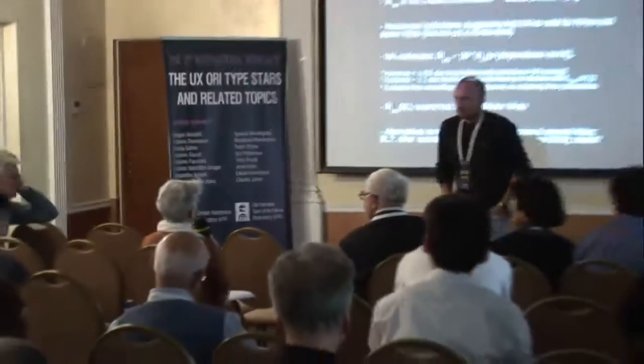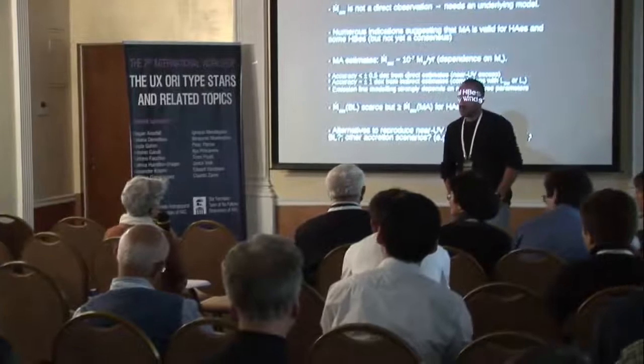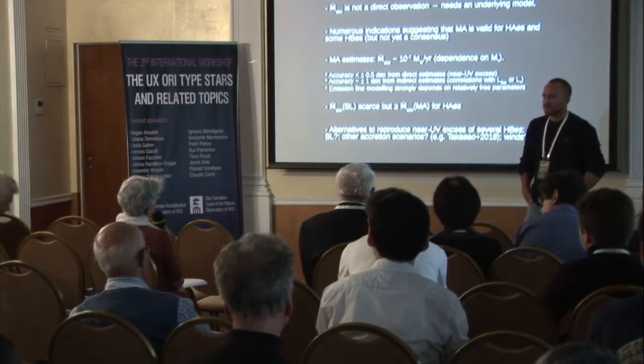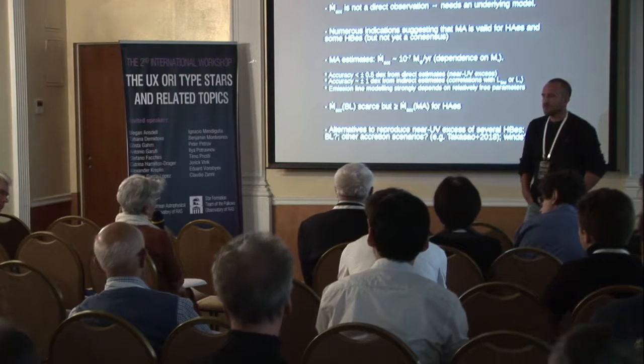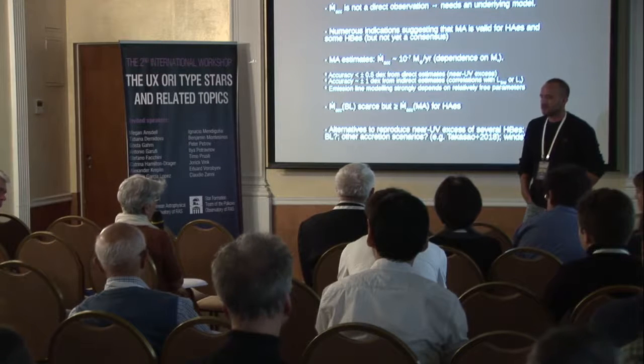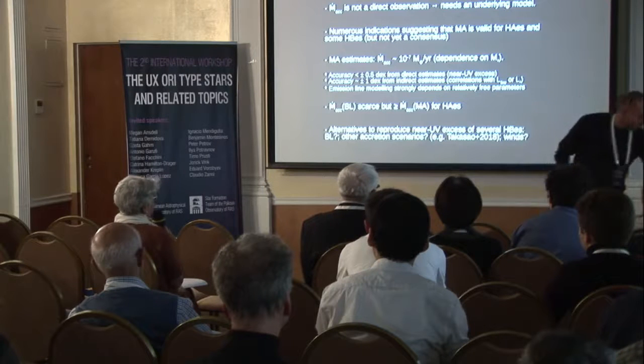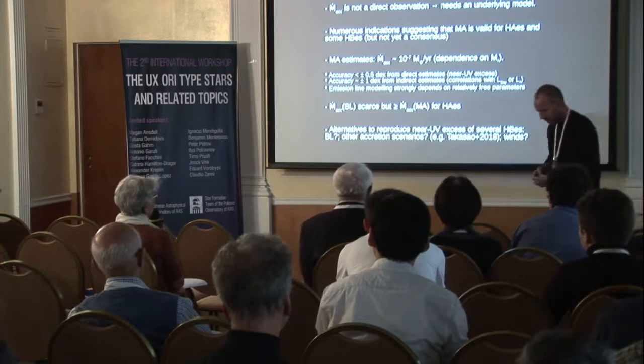Do you have a simple explanation of why, it seems to me from the example you showed, that the boundary layer predicts the excess is bluer? I mean, you have much more in the far UV than you have from a magnetospheric accretion model, which is basically a shock model.